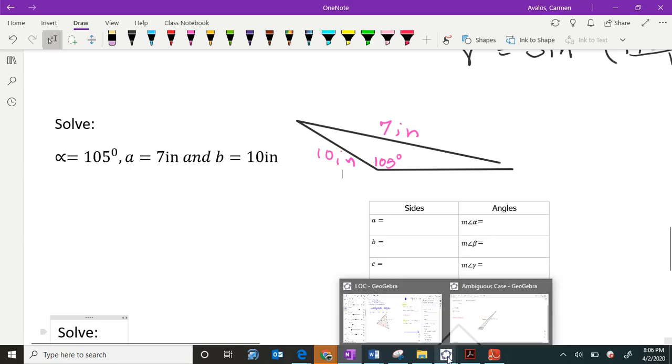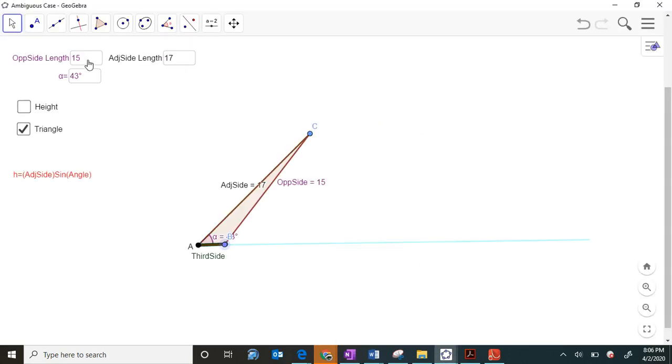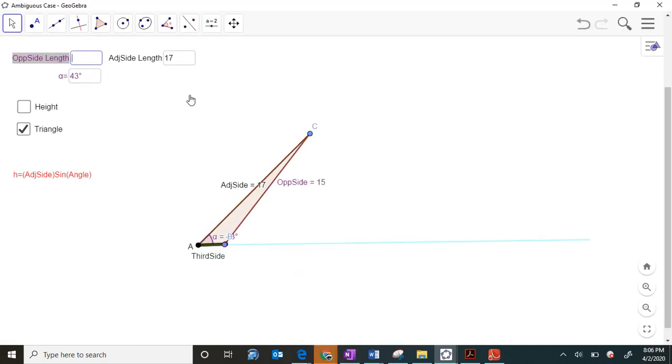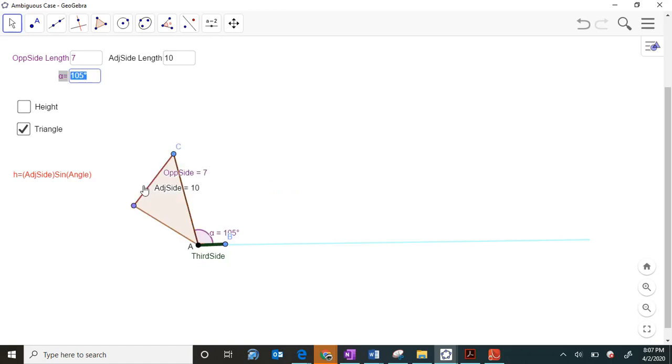So if you can't visualize it, let's go back over here and fill this in. I know this one here is going to be 10 and 7. So the opposite side is 7. This here is going to be 10. And then the angle was 105. And so this is what we have there.